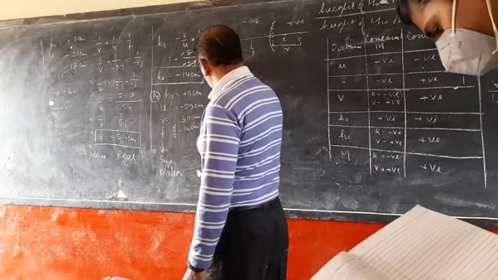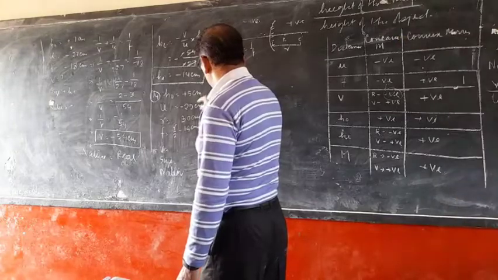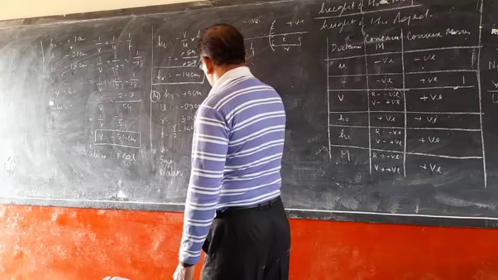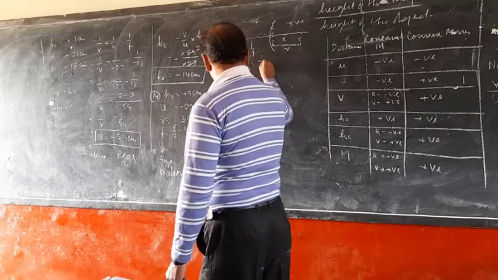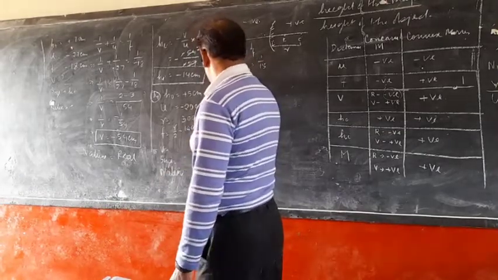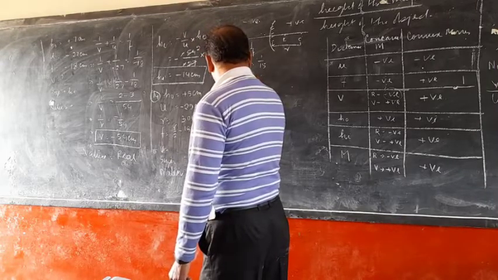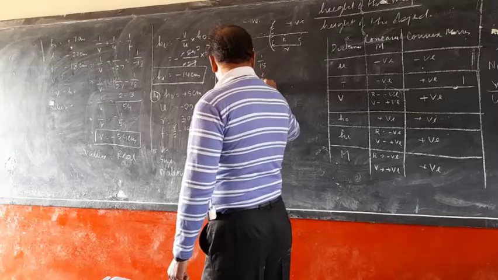1 upon v we have to find. u is equal to minus 20 and f is equal to 1 upon 50. So here 1 upon v is equal to 1 upon 15, minus, come this side, become plus.